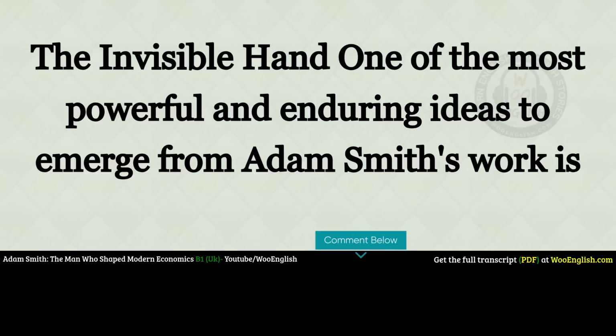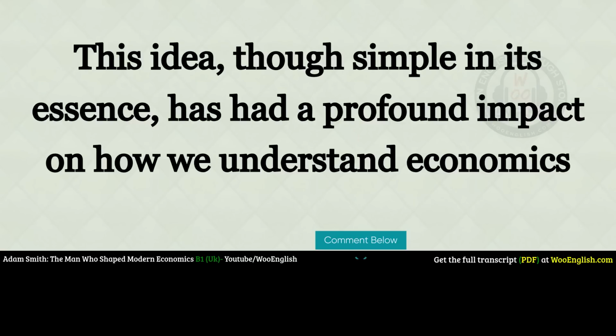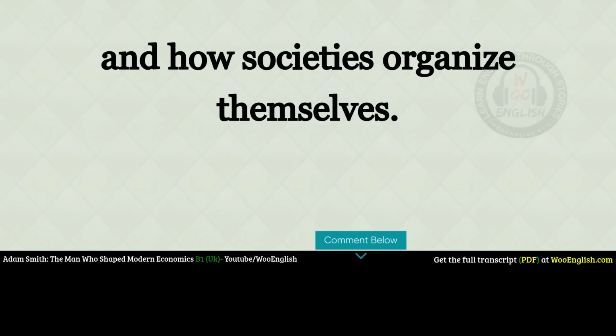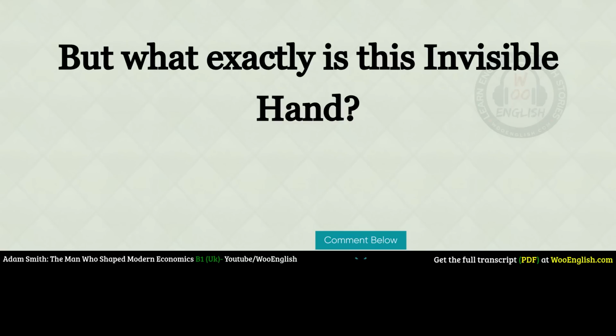Chapter 8. The Invisible Hand. One of the most powerful and enduring ideas to emerge from Adam Smith's work is the concept of the invisible hand. This idea, though simple in its essence, has had a profound impact on how we understand economics and how societies organize themselves. But what exactly is this invisible hand, and why is it so important?